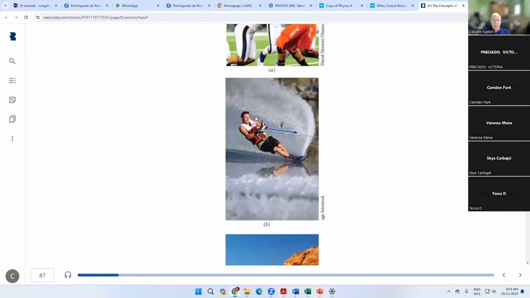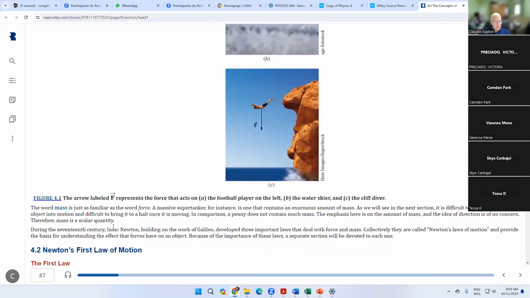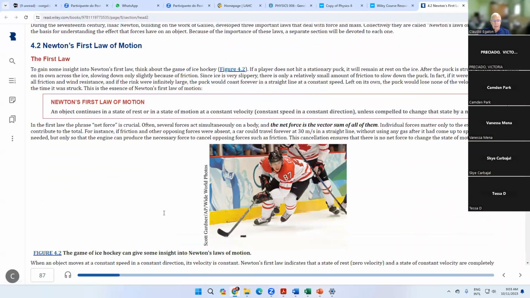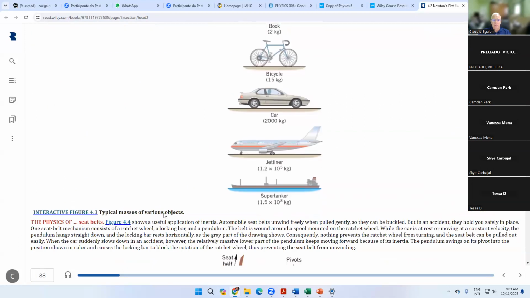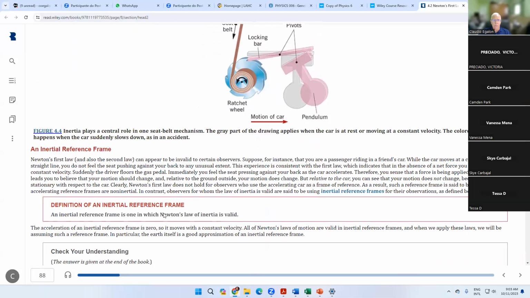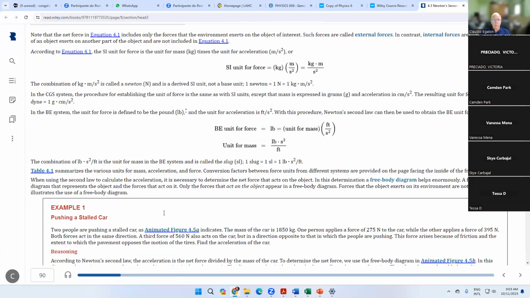Here's another contact force that I mentioned to you, and this force is the tension in this string here. There are other forces there as well, but that's the only one that was illustrated. And the arrow label represents the force that acts on A, the football player on the left. See, the football player on the left, the water skier, and the cliff diver. Those are the only three forces that we have, right? But there are more, like I said, right?